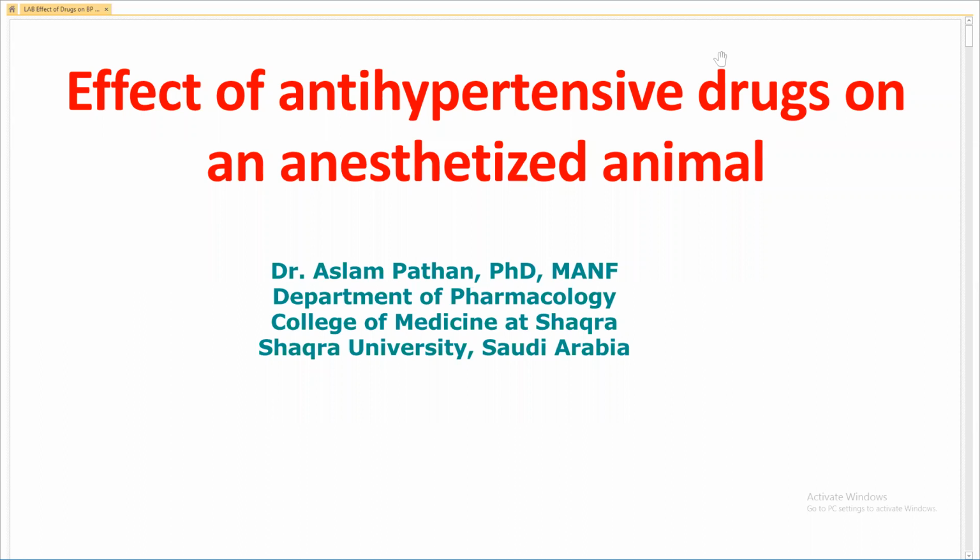Effect of antihypertensive drugs on an anesthetized animal. Today we will discuss the effect of drug on the blood pressure of an anesthetized animal.